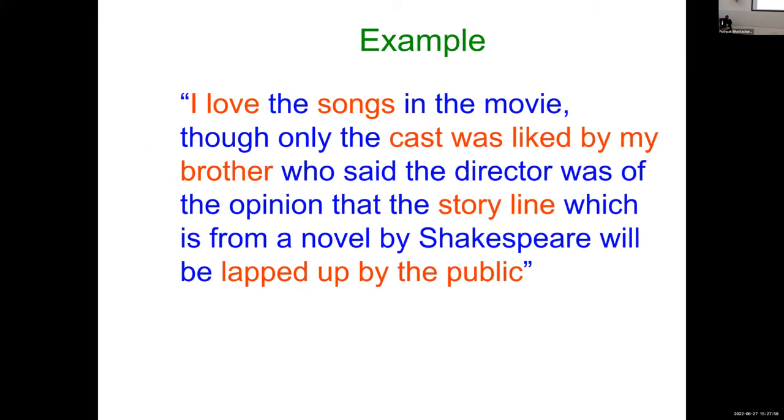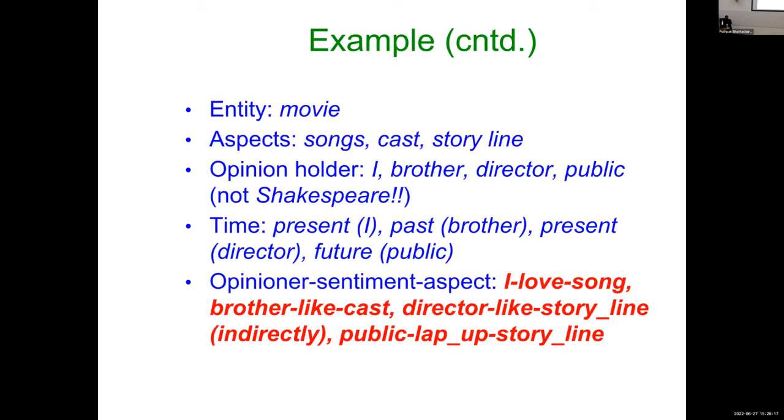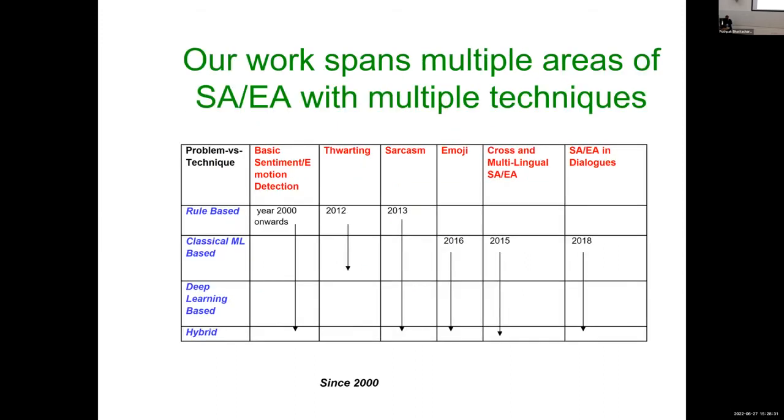If we have a sentence like, I love the songs in the movie, though only the cast was liked by my brother, who said the director is of the opinion that the storyline, which is from a novel by Shakespeare, will be lapped up by the public. There are many entities, many opinions, many features, and we can group all of them together to say, I love song, brother likes cast, director likes storyline, public laps up storyline, and so on. So this is an information extraction task, which is a pre-processing step for sentiment analysis.